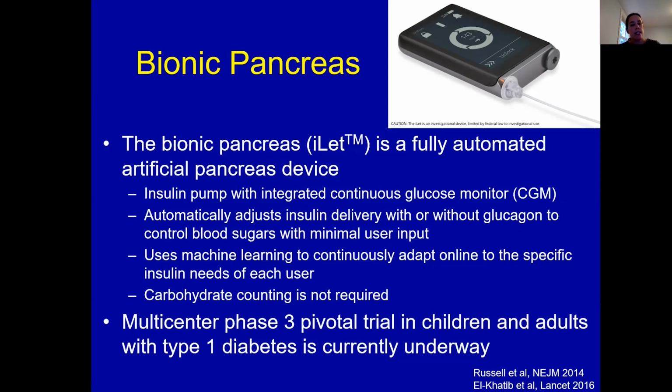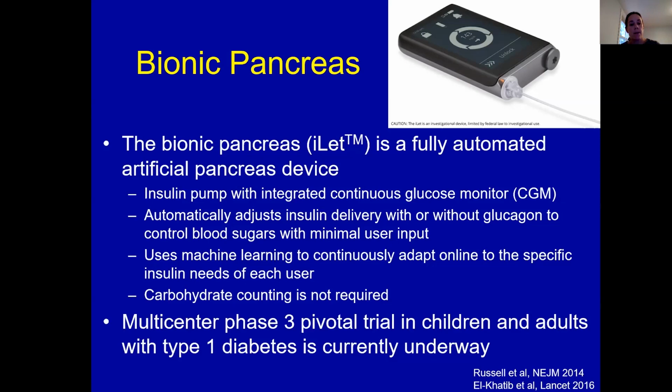It uses machine learning to continuously adapt online to the specific needs of each user. And I think this is really important for patients with CF whose insulin needs are often changing. So basically the device will learn what the patient needs and change that requirement over time. In addition, another big benefit of this device is that carbohydrate counting is not required. So patients can tell the device they're having a typical meal or a less than typical meal, but they don't have to. And actually in our pilot data, looking at CFRD patients, very few patients did any meal announcements, and we still got really good glycemic control.